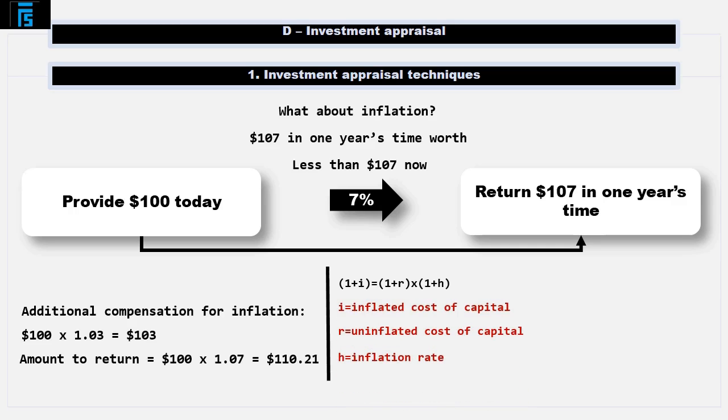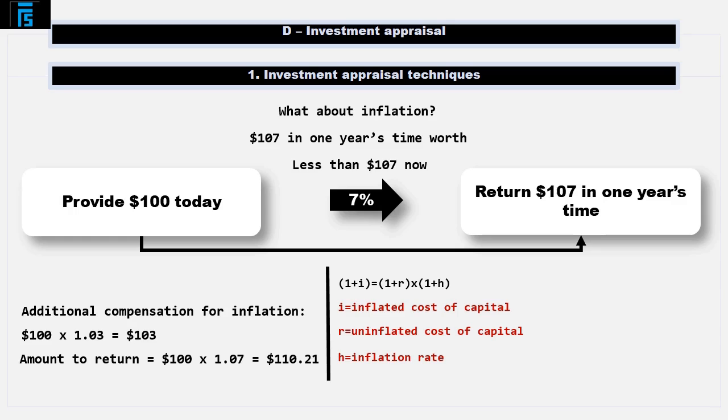In general terms, 1 plus i equals 1 plus r times 1 plus h, where i is the inflated cost of capital, also known as the money or nominal cost of capital. r is the uninflated cost of capital, or the real cost of capital, and h is the inflation rate. This formula is given to you in the exam.